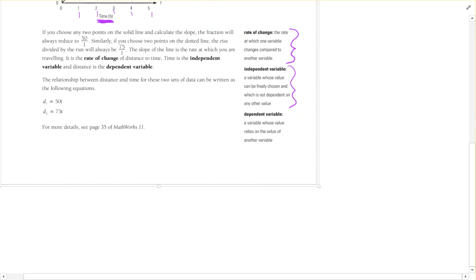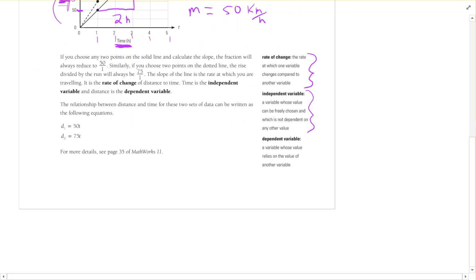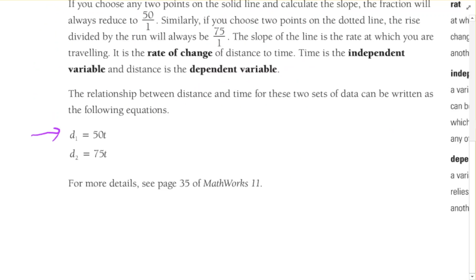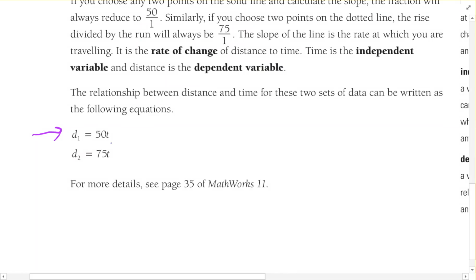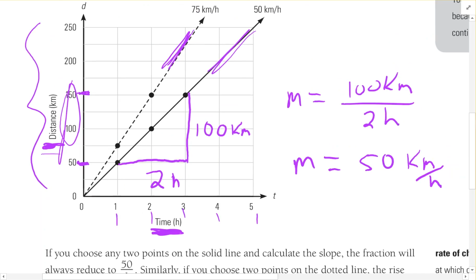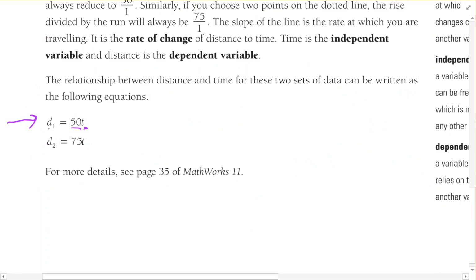So if you were going to make a graph or a formula of these 2 lines, you can make a formula of this line, you can make a formula of that line. The way it would look is the first one would be D1 is equal to 50 times T. And the 50 was just the slope. So we figured out the slope was 50 kilometers an hour. And that's it.